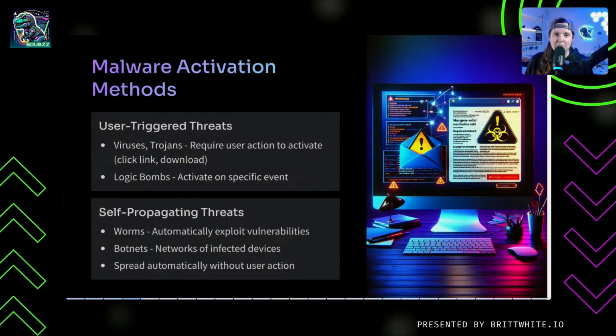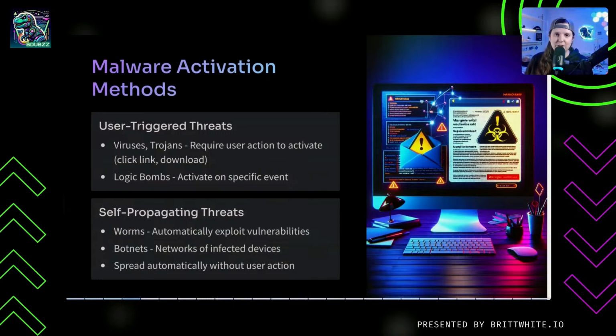User-triggered threats are like traps waiting to be sprung. Viruses and Trojans are classic examples here. They need some kind of user action, such as clicking a suspicious link or downloading a file and running it. Remember CryptoLocker? It arrived as a simple email attachment, but one click unleashed its devastating payload. Logic bombs are particularly devious. They lie dormant until a specific date or event triggers them, like the 2013 South Korean banking incident, where malware activated on a predetermined date.